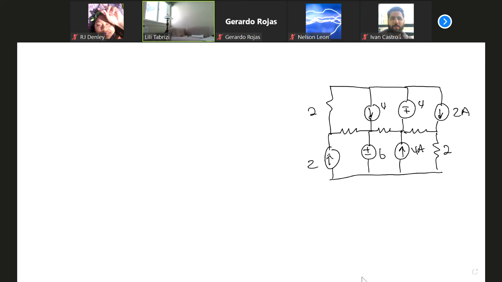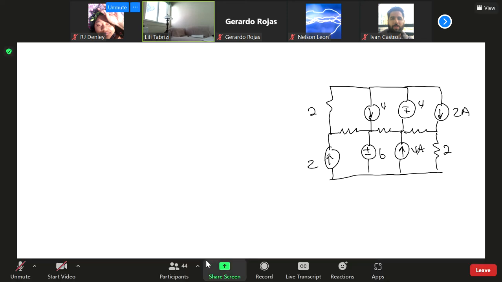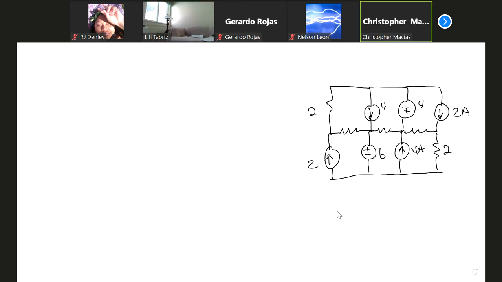Okay, for mesh, now write mesh equations. You either have to write nodal equation or mesh equation to solve the problem. Let's go to Macias. Are you here? Yeah. Okay, what's the preparation for mesh? You specify all simple loops. Okay, how many simple loops do you have in this case?